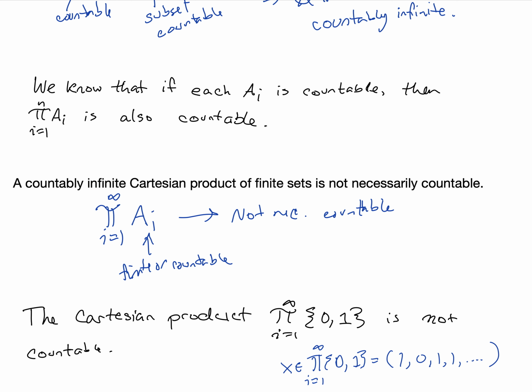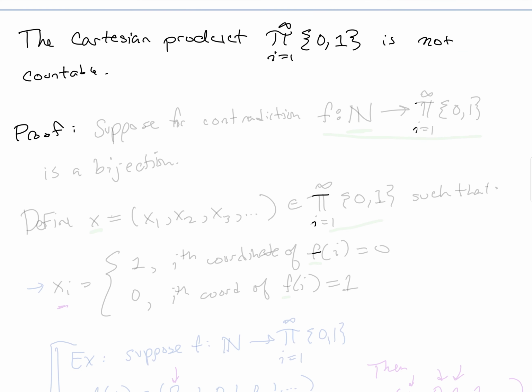So just to think about what that set looks like, if x is an element of this Cartesian product from i equals 1 to infinity, that means that these elements would be of the form 1, 0, 1, 1, and so on, an infinite sequence of zeros and ones. So we're going to show that the set of all things like that is not countable. In other words, it's uncountably infinite. To prove this, we're going to prove this by contradiction.